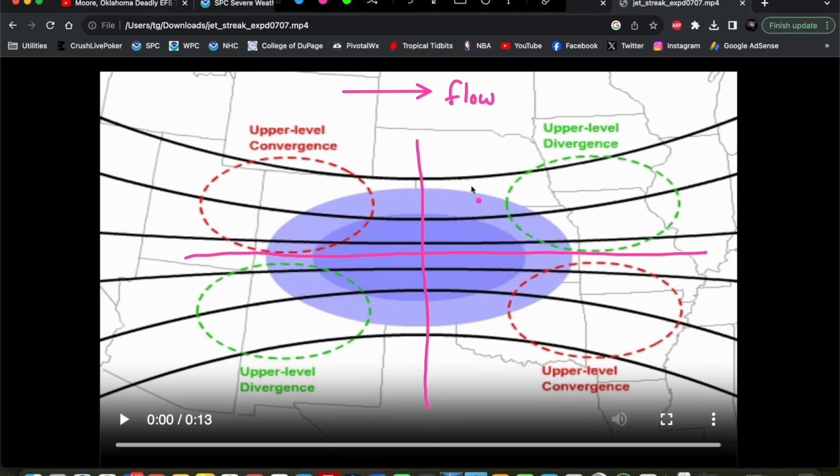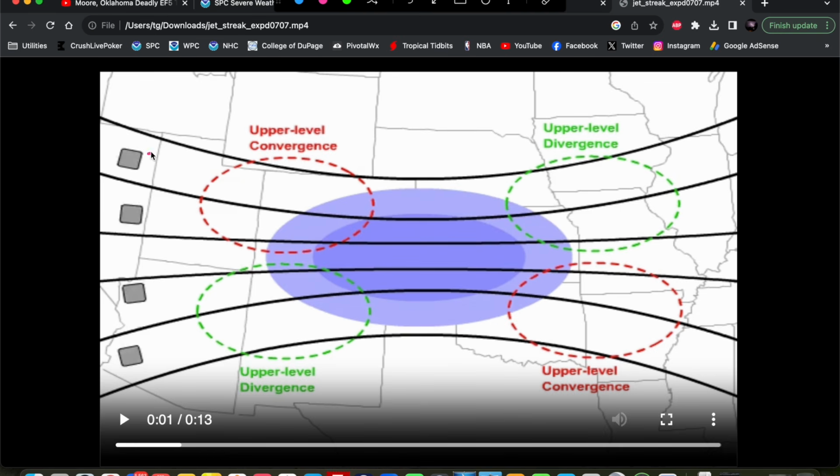So as we said, we can split up a jet streak into 4 different quadrants using the center axis as that sort of center line. And assuming our flow is generally from west to east, your 4 quadrants are the left exit region, which would be in the top right of this image. In the bottom right, we'd have our right exit region. In the bottom left, we'd have our right entrance region. And in the top left, we'd have our left entrance region.